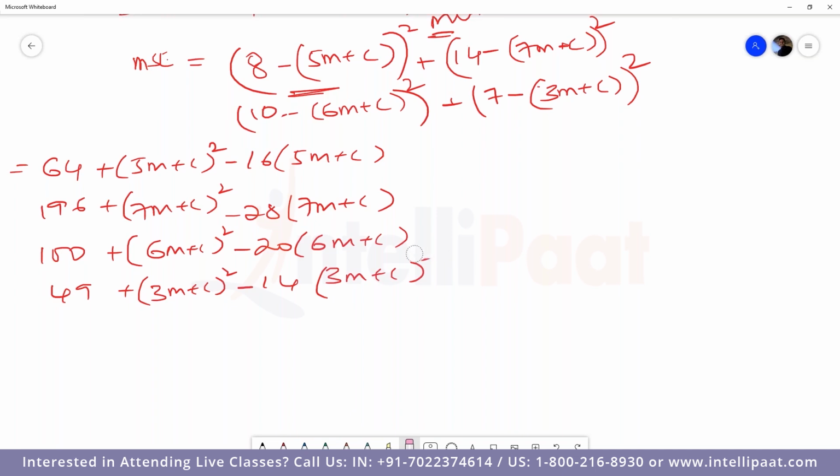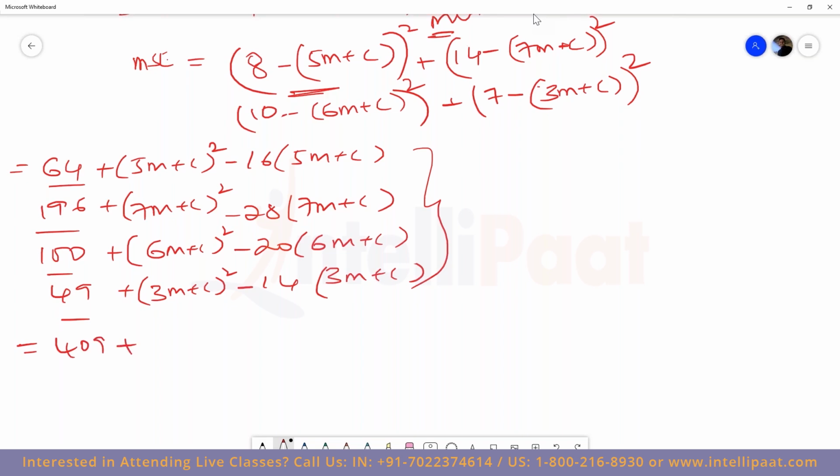Now I'm going to give you all 5 minutes to try to expand this out. What will the sum be? Super, 409, that's correct. So this is simply going to be 409 plus, and let's come to the expansion in a minute. Let's expand this out. 5m square is 25m square. If you sum up all the m square terms, this is going to be 25m square, 49m square, 36m square, and 9m square.